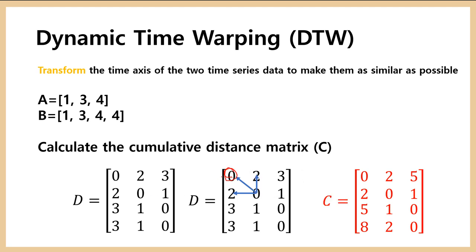This component compares with this one, nothing, so just 0. This component compares with this one. The smallest value is 0, so 2 plus 0, that's this one. And this one, the smallest value is 2, so the result is 5.